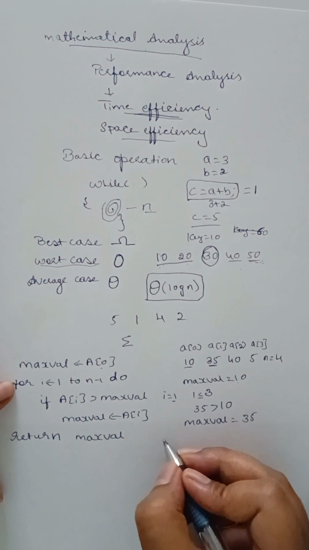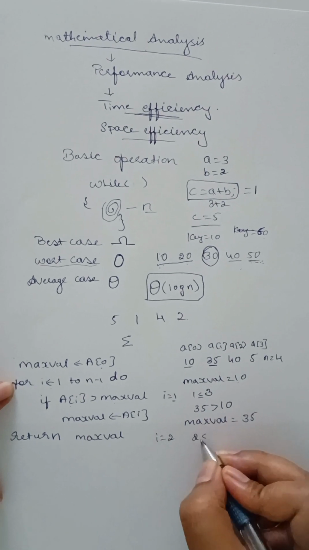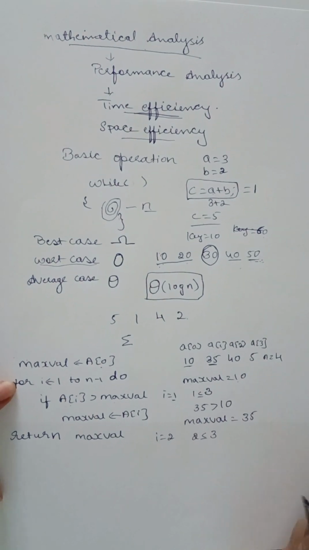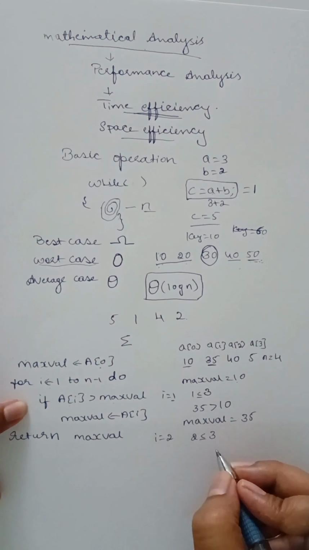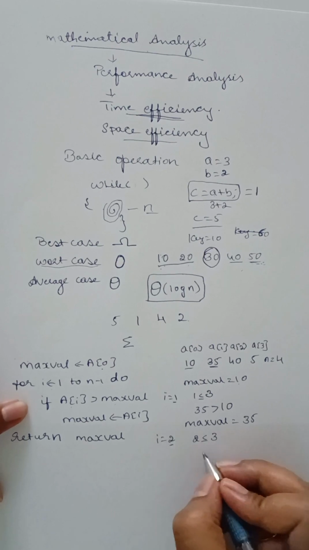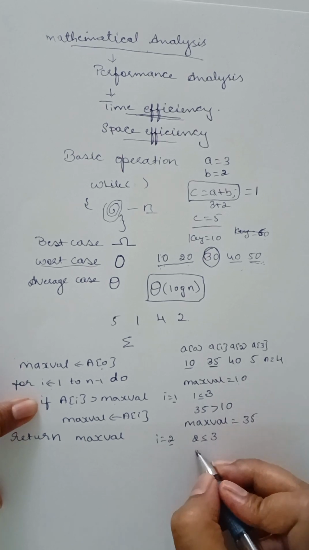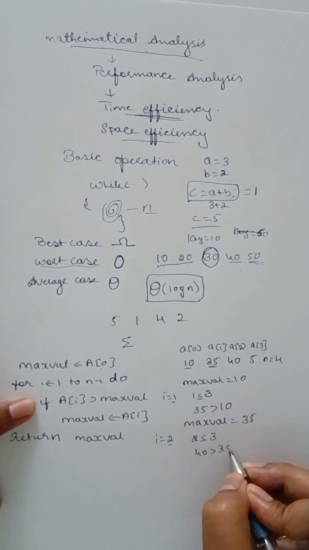Now I will become 2. I is equal to 2. Is 2 less than or equal to 3? The condition is true. Then, is A of I greater than max value? What is the I value? I is equal to 2, so here it is A of 2. What is there in A of 2? 40. Is 40 greater than max value?